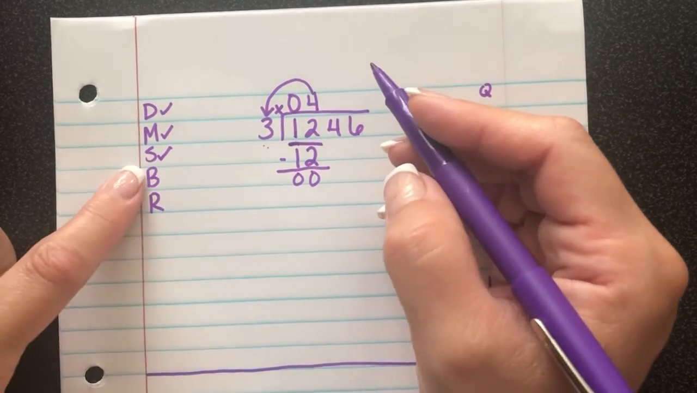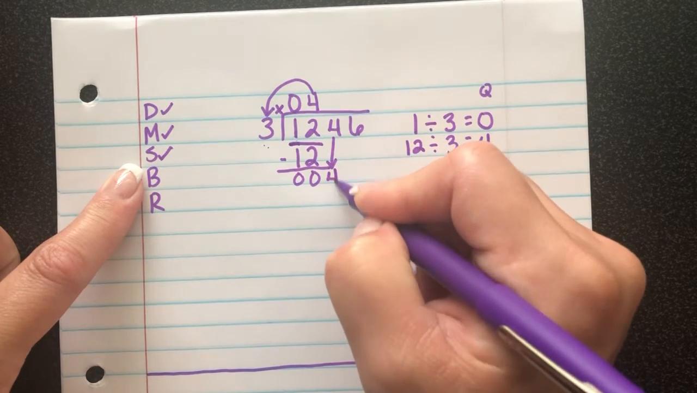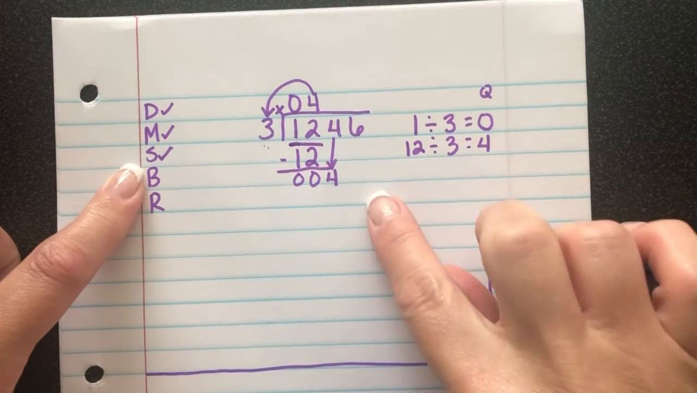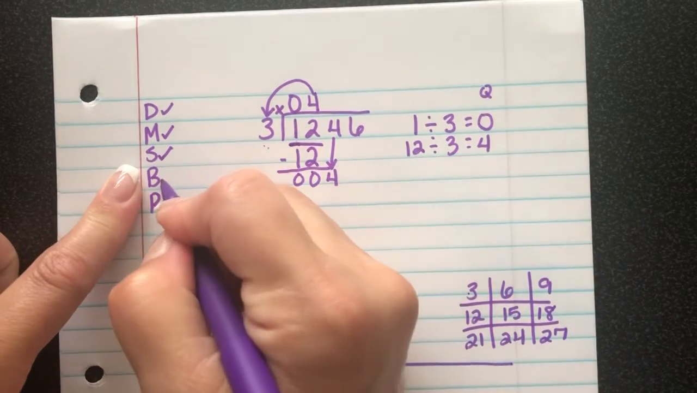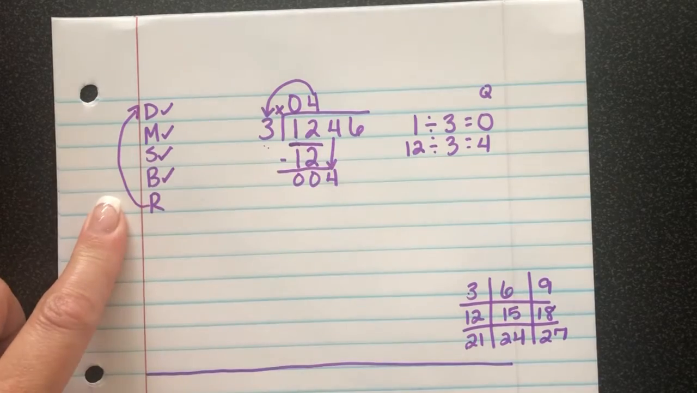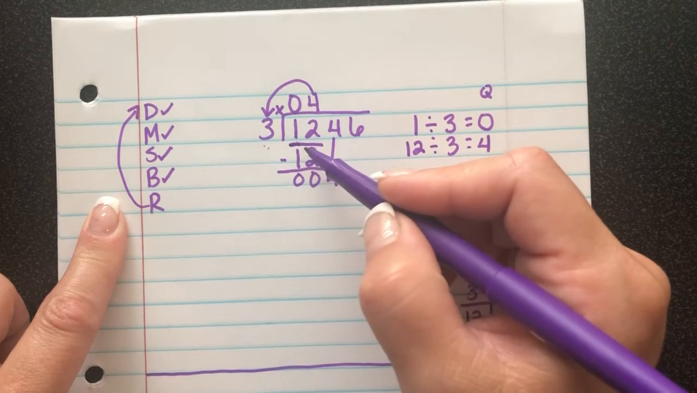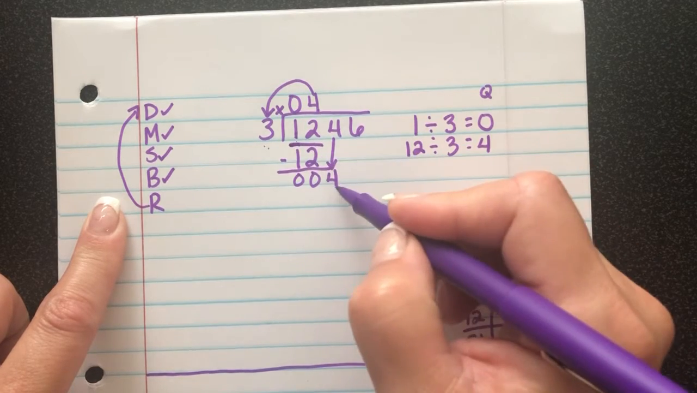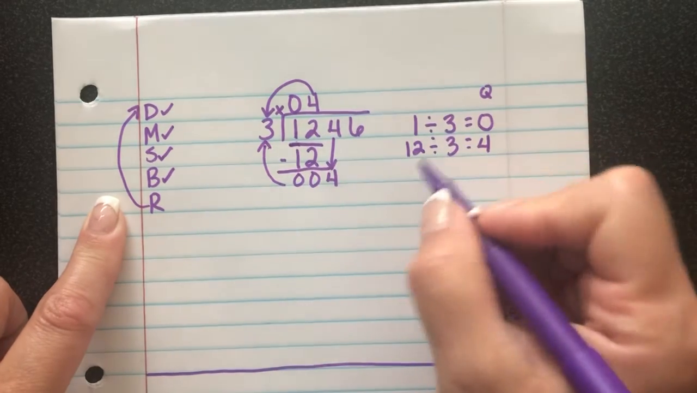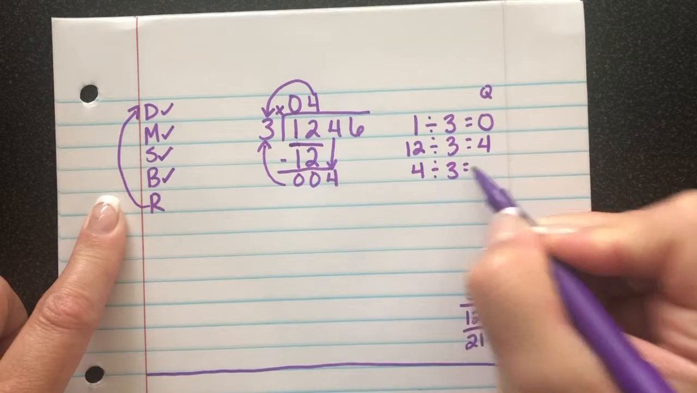Okay, next step is to bring down. Remember, you can only bring down 1 digit at a time. So I brought down the 4. Okay, I can't bring the 6 down. I can only bring the 4. All right, next step is to repeat and divide. Okay, remember, after the first time that we divide up here, we don't divide from the top anymore. We divide from the bottom. Okay, so I'm dividing 4 divided by 3.